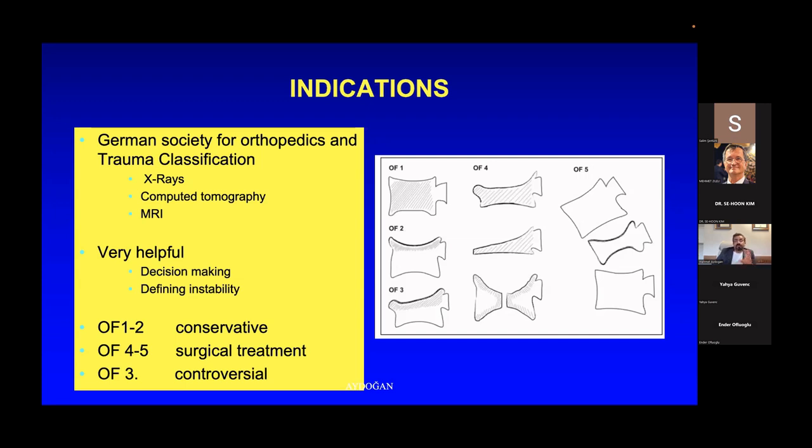So after this classification, type 1 and type 2 can be treated conservatively, and type 4 and type 5 need surgical treatment, open surgical treatment also. And type 3 is controversial. If it is progressive, then the surgery can be indicated.